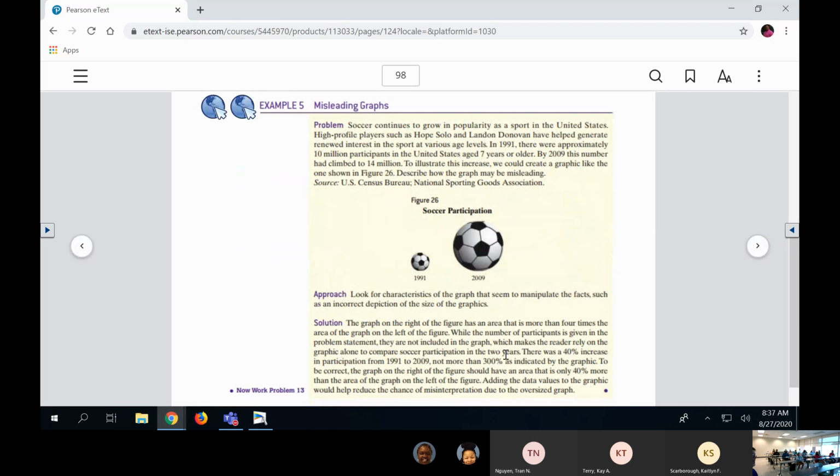There we go. Now, what's wrong? Let's read it. It says right here, by 2009, there are approximately 10 million participants in the United States. By 2009, this number climbed to 14 million. Okay, so that's your data. Now, what's wrong with the picture?